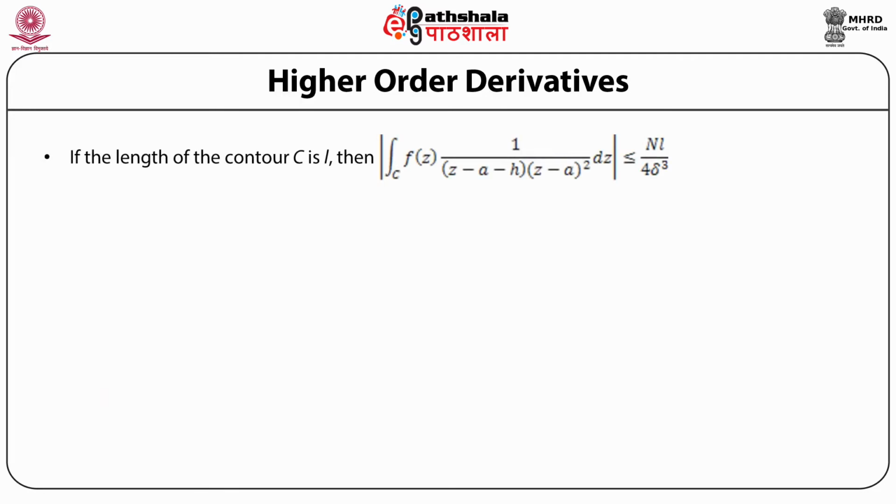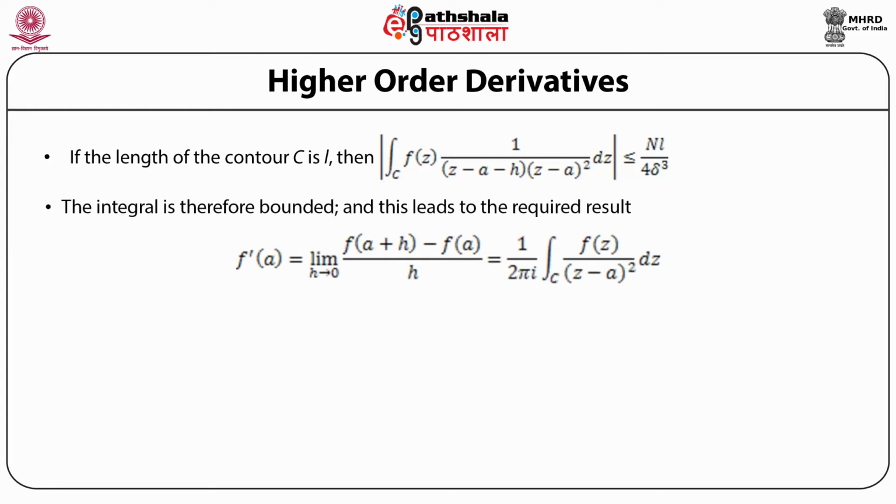If the length of the contour C is L, then the modulus of the integral along C of f(z) into 1 divided by (z minus a minus h) into (z minus a) whole square dz is less than or equal to M into L divided by 4 delta cube. The integral is therefore bounded, and this leads to the required result.